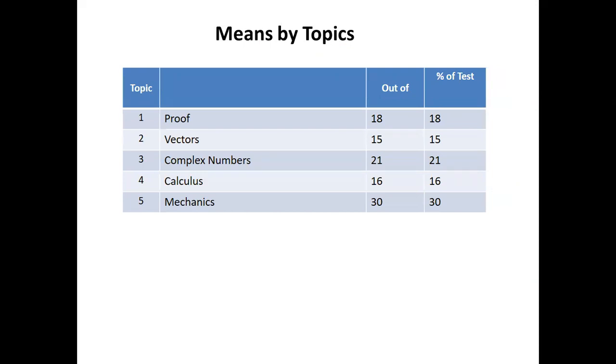As you can see, in terms of the multiple choice, these are the breakdowns of the topics. We've got vectors, complex numbers, vectors, complex, mechanics, calculus, proof, complex. So here's the overall breakdown for the paper. We're looking at 18% on proof, 15 on vectors, 21 on complex, 16 on calculus, and 30 on mechanics. So that's the breakdown for the 2020 HSC Extension 2. And that's the end of the recording.